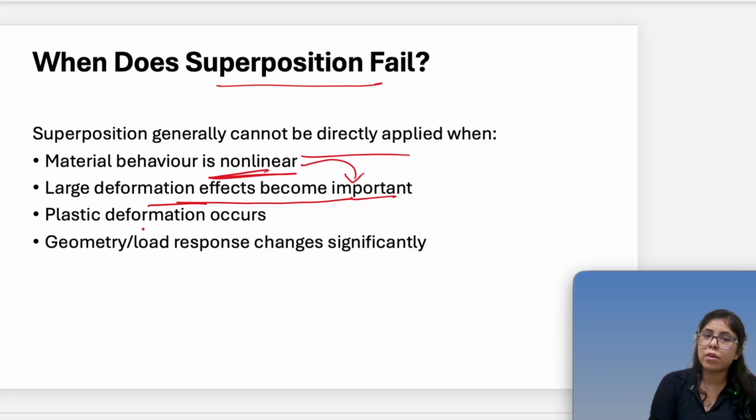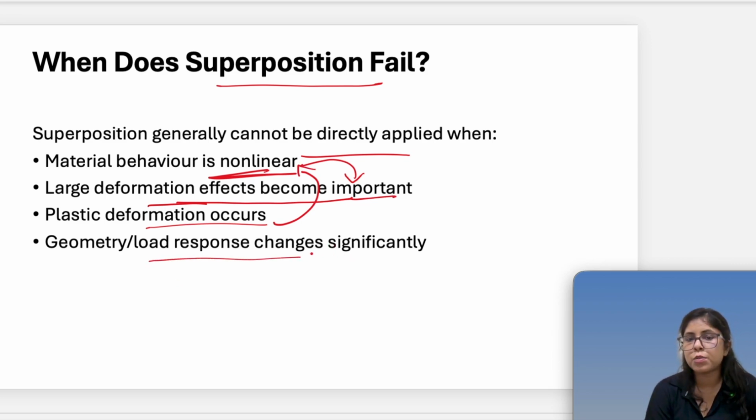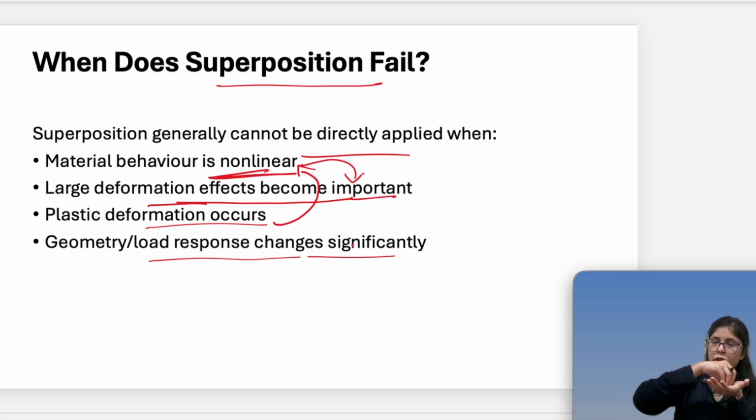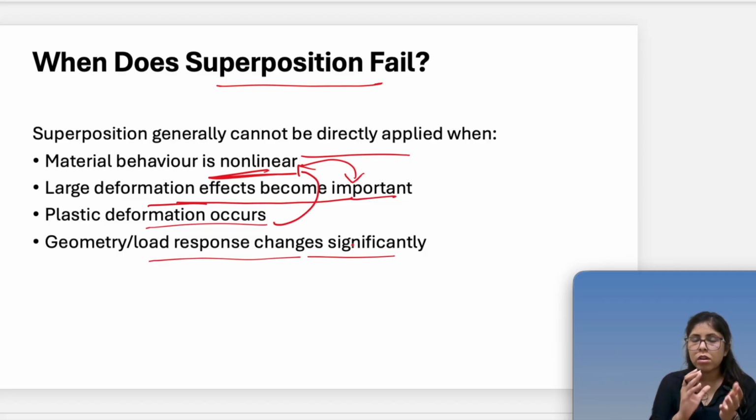And then plastic deformation occurs, which will also occur in the non-linear region, right? And the geometry-load response changes significantly. That means you are putting some load and then removing it, putting a higher load, removing it, putting a lower load, removing it, so your load is changing again and again. In that case also superposition will fail. So this is what superposition means.